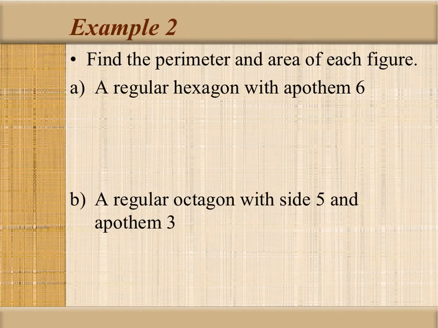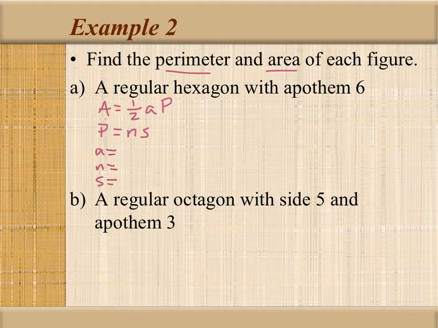Okay, our example says find the perimeter and area of each figure. So a regular hexagon with apothem 6. Because we have to find the perimeter and area, our formula for area is 1/2 apothem times perimeter, and our formula for perimeter is the number of sides times the side length. When we start off, we need to find the length of the apothem, the number of sides, and the side length. It tells us that it's a hexagon, so the number of sides is 6, and our apothem is 6 as well. Next we have to find the side length.